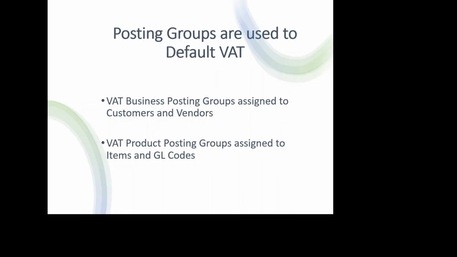In much the same way Business Central defaults the GL codes, it uses posting groups to default the VAT as well. You set up two different types of posting groups: business posting groups and product posting groups. The business posting groups we're going to assign to things like our customers and our vendors, and the product posting groups we're going to assign to things like items and GL codes.